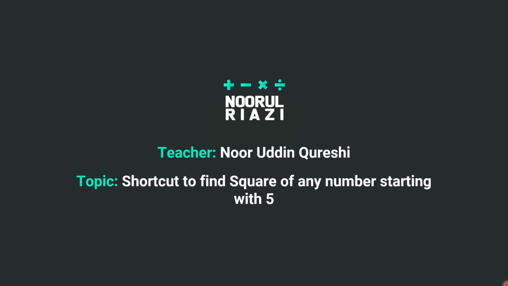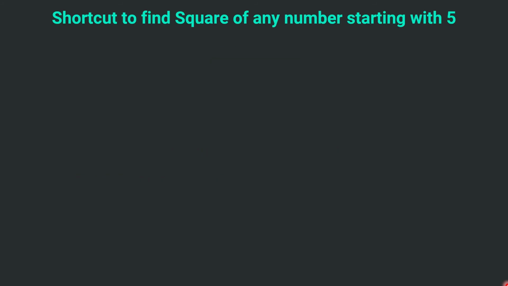And in this video, we will learn the shortcut to find out the square of any number starting with 5. So let's start with our first example, which is the square of 52.